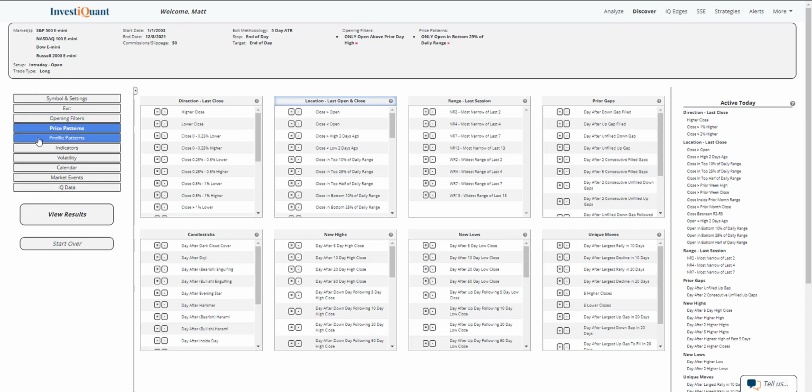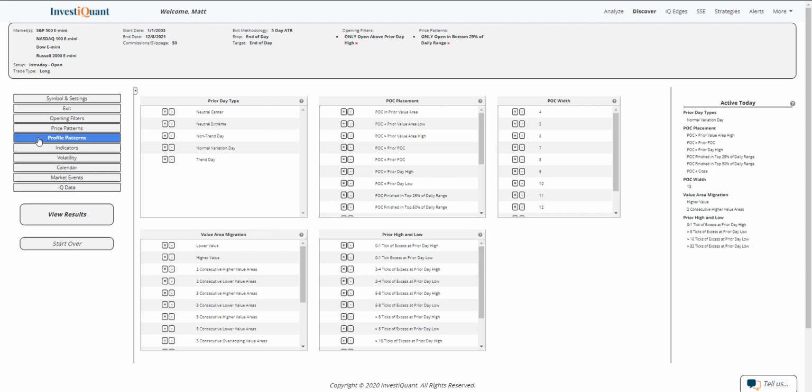And then I'm going to go into the market profile pattern. And I'm going to say that the point of control was in the top 25% of the daily range. So I'm going to do that by going to the active today, looking at the point of control placement and saying that the POC finished in the top 25% of the daily range.